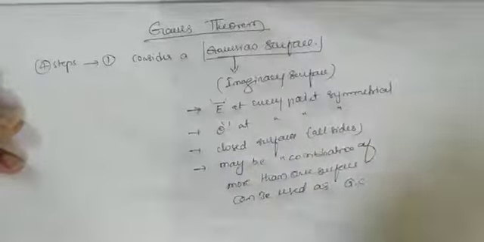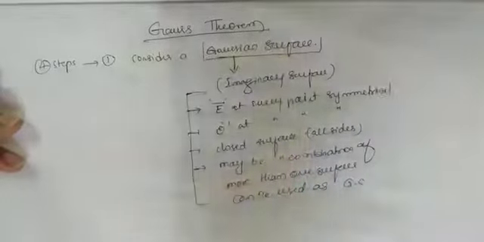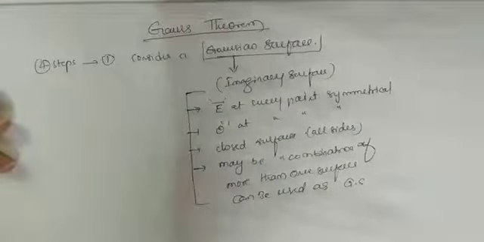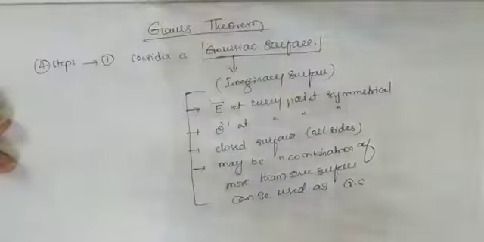Now, in the first step, we have to consider one Gaussian surface, which is an imaginary surface. To find the electric field, we are assuming one closed surface which encloses the charge, and on that surface at every point the electric field should be the same, and the theta between the electric field and area vector must also be the same. So let's start.